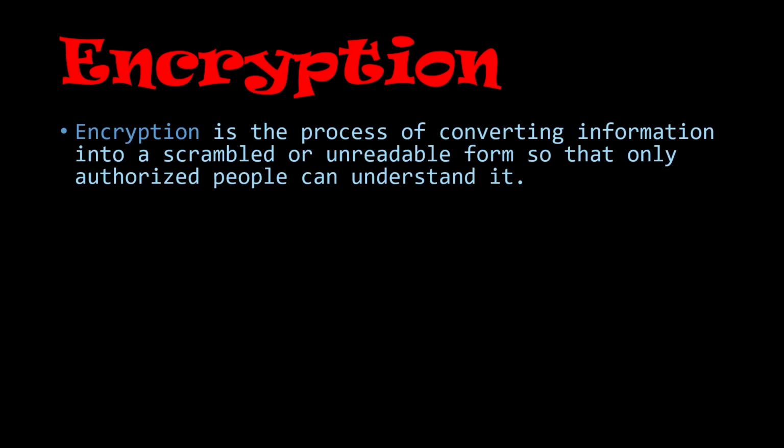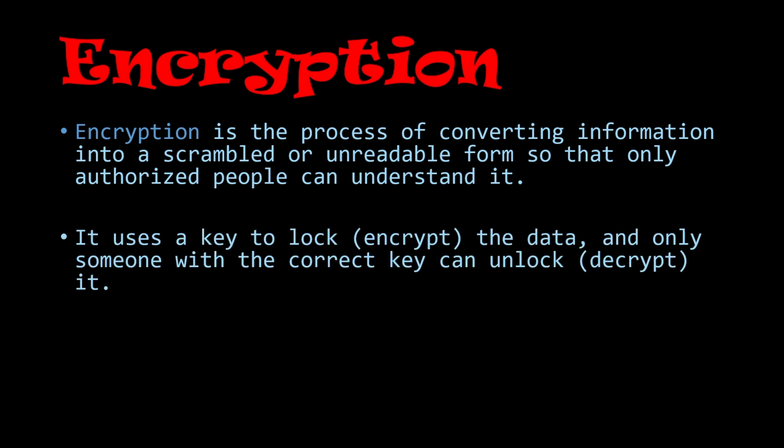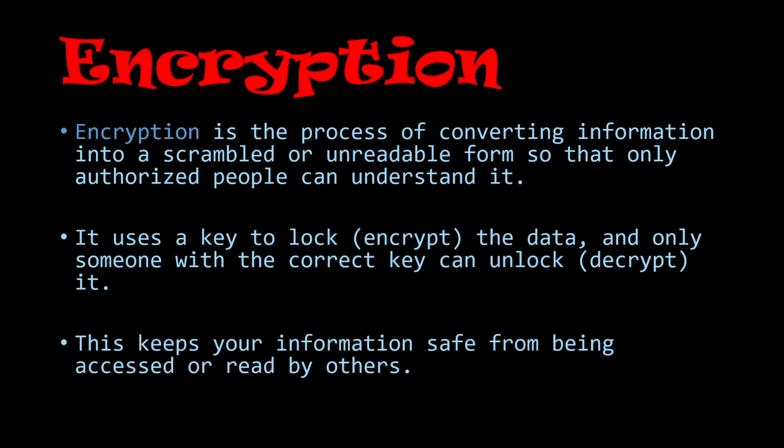So first of all, what is encryption? I know many people know this, but give me 10 seconds, I'll explain. Encryption is just a process of converting some secure information to unreadable form so that only authorized people can read it. This process uses a key to encrypt the data, which means lock the data, and only someone with the correct key can unlock the data, which means decrypt the data. So, encryption keeps your information safe from being read by others.